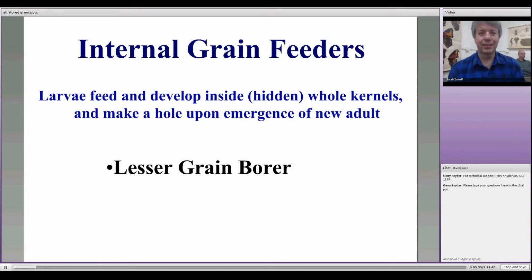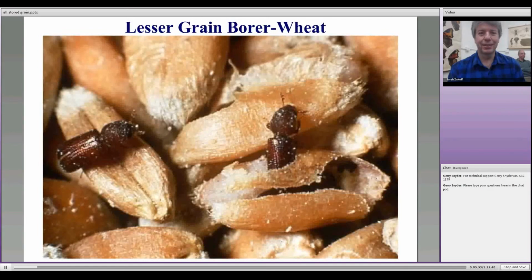Really, we have two or three species that we like to pay attention to. On wheat, it'll be the lesser grain borer, and on wheat and corn, it could be the maize weevil. That would be a big one on corn, based on the name maize weevil, and rice weevil on wheat. But rice weevil and maize weevil look so similar, we're going to group them together.